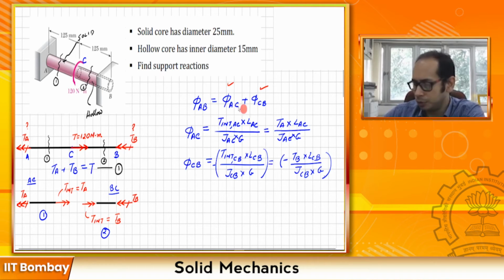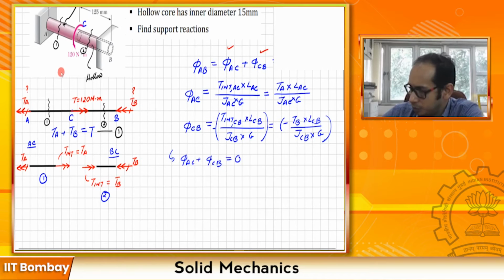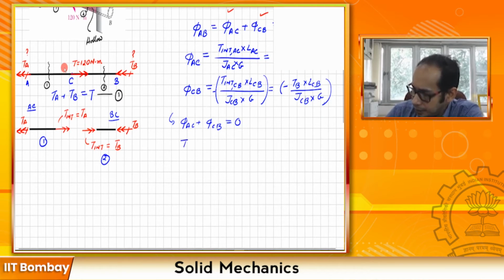Now I'm going to use compatibility, because I know my phi AB from here to here is equal to 0. So if I take that condition, phi AC plus phi CB is equal to 0. That gives you the relationship: TA times LAC divided by JAC times G plus minus TB times LCB divided by JCB times G is equal to 0.